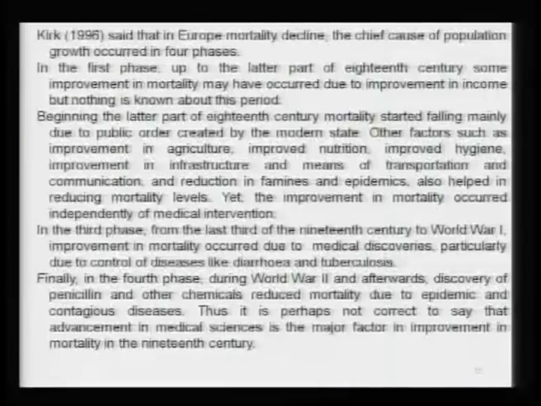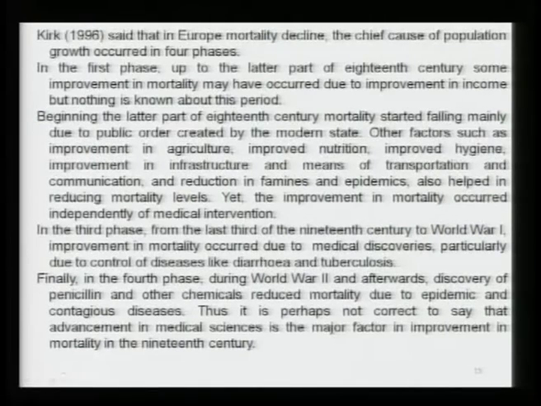In the third phase, from the last third of the 19th century to World War I, improvement in mortality occurred due to medical discoveries. Now medical discoveries in antibiotics, sulfur drugs, sulfonamides, penicillin, particularly due to control of diseases like diarrhea and tuberculosis. It is the time when improvement in mortality occurs due to medical reasons. Finally, in the fourth phase, during World War II and afterwards, discovery of penicillin and other chemicals reduced mortality due to epidemics and contagious diseases.